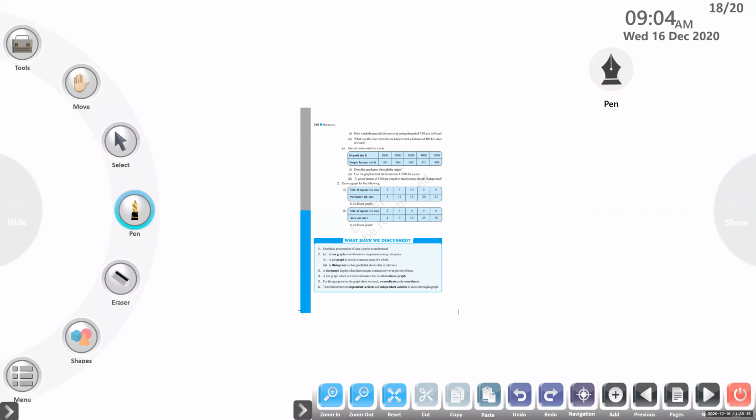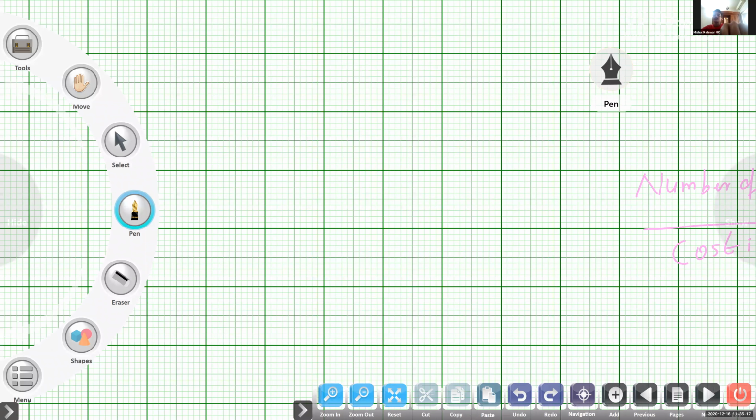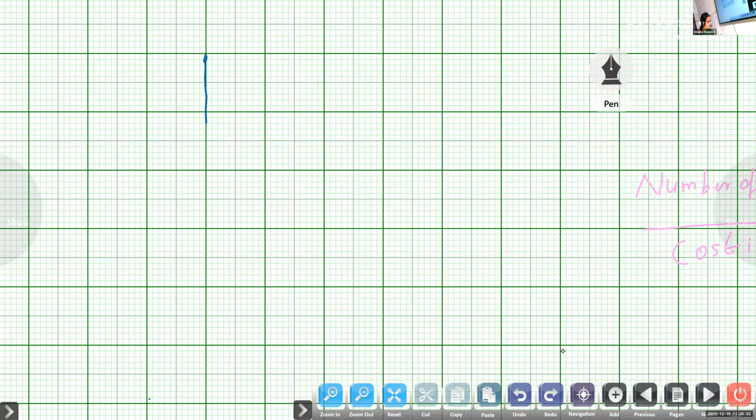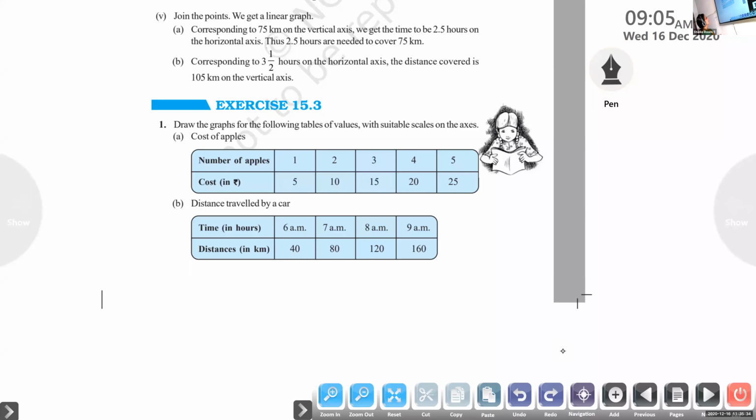I can share the table once more. Ma'am, on my screen it is coming slowly. I will read the question. Number of apples, Mithun. Number of apples, 1, 2, 3, 4, 5. Okay, ma'am. First column, number of apples, 1, 2, 3, 4, 5. In the first row, either in row or column you can write. Then cost.